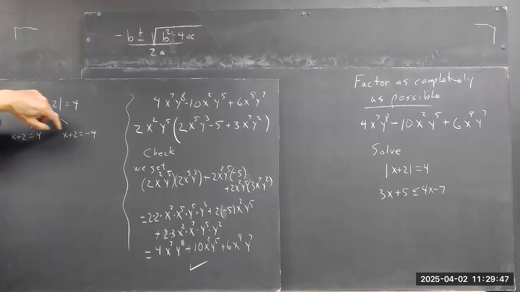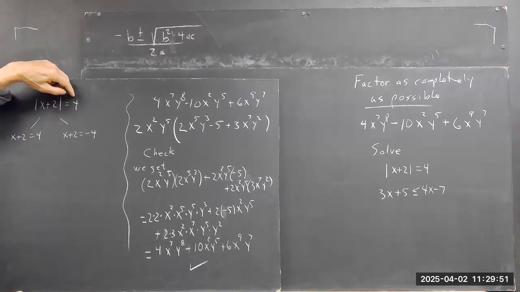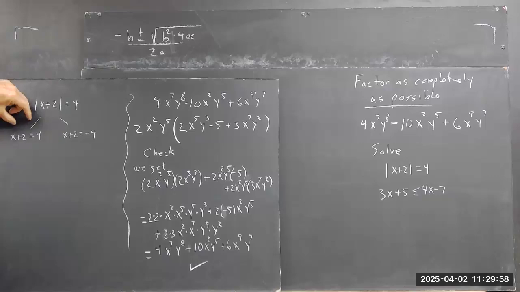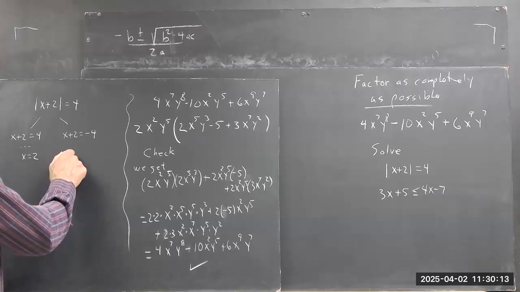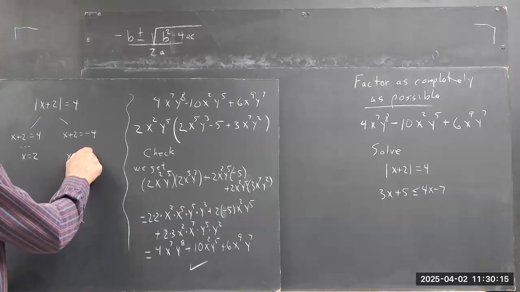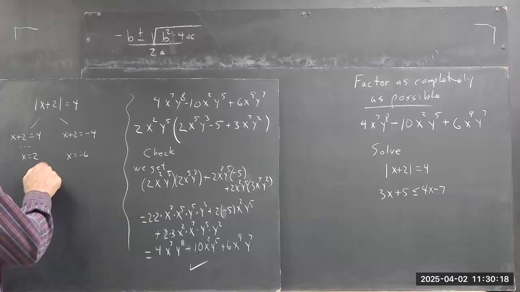This problem splits into these two for a reason that's pretty obvious. Absolute value of what equals 4? Absolute value of 4 or absolute value of negative 4. So x plus two is gonna be four, or x plus two is gonna be negative four. Well, then, I'm not gonna write out the details of the solution. Subtract two from both sides, you're gonna get x equals two. And here you're gonna get x equals negative six. And you check.